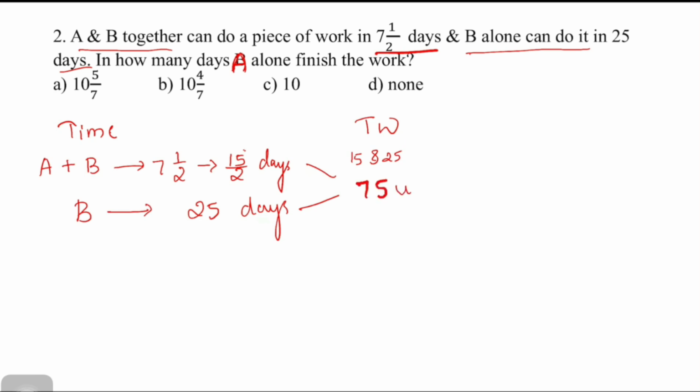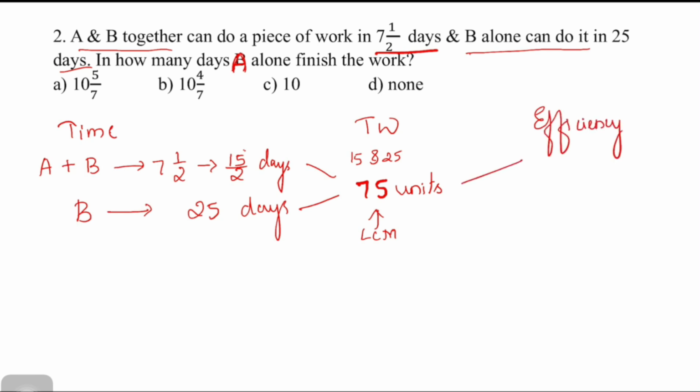So the total work is how much? It is 75 units. It means 75 units of work is the total work. So this is the LCM. Okay. Next, we have to see the efficiency.